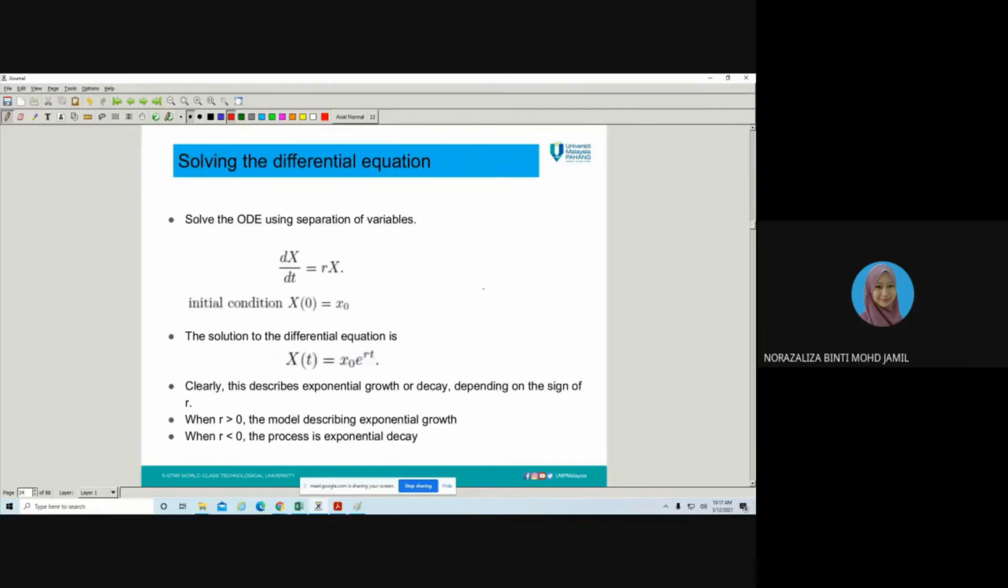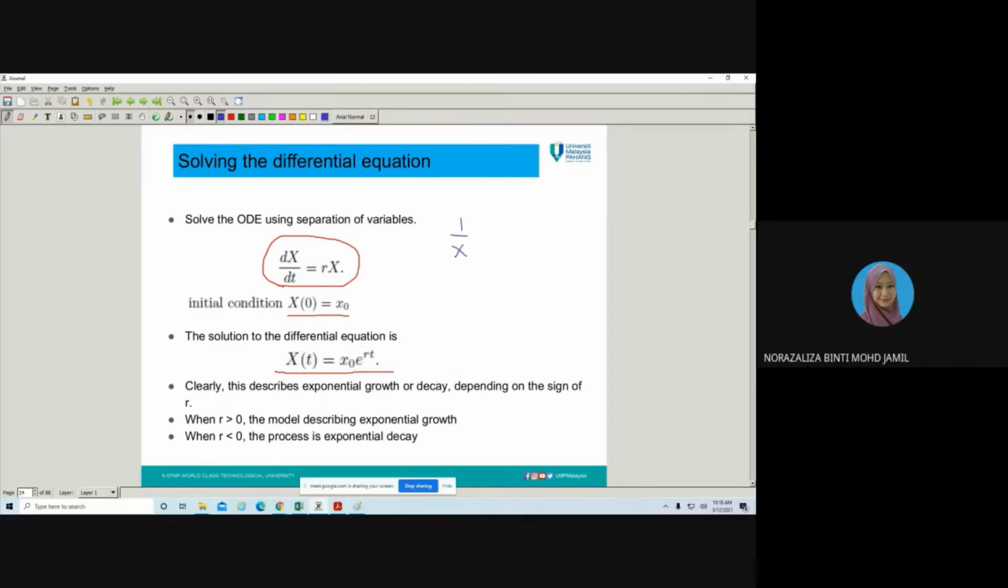This is the solution, how to solve using exact solution. From the differential equation, dx/dt is rx with initial condition x naught. The solution is obtained like this: x(t) equals x naught e to the power rt. It's very easy to verify this. We use separation of variables.